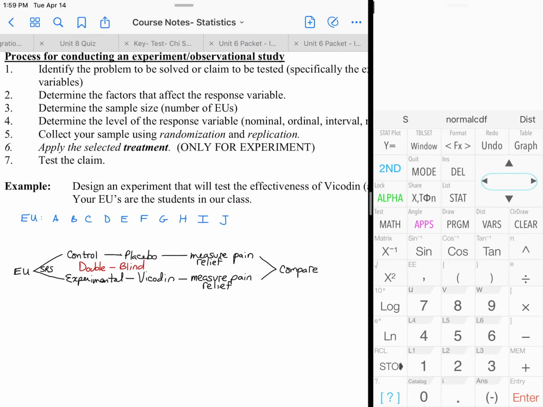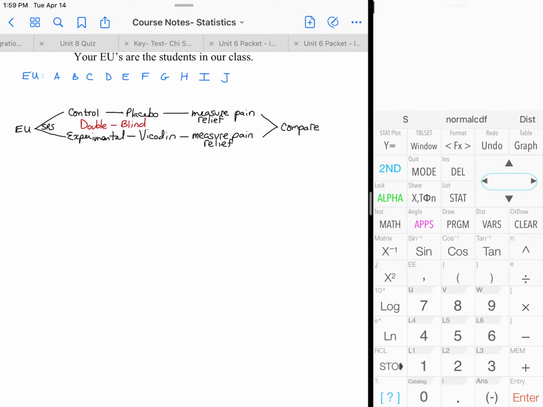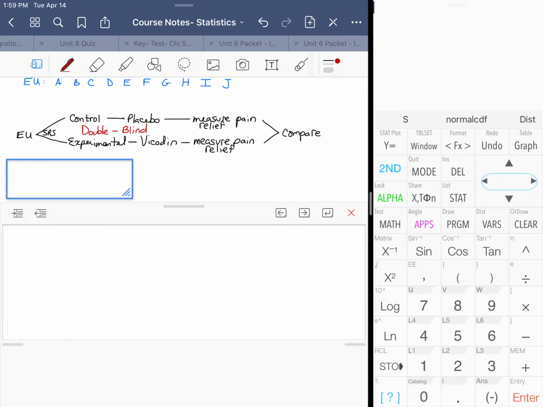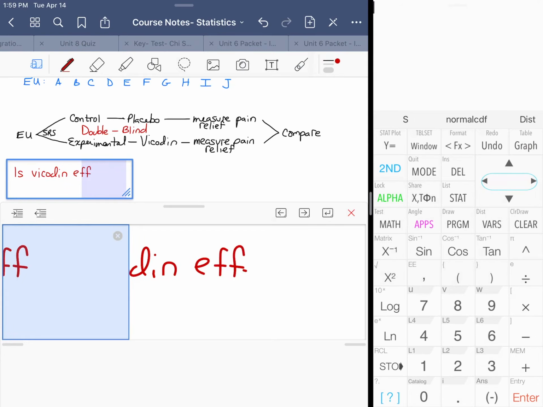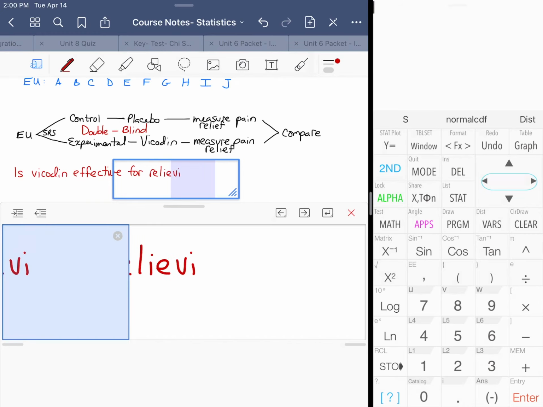So a little frog in my throat. So, a problem to be solved or claim to be tested. Might as well address that right now. Is Vicodin effective for relieving pain?